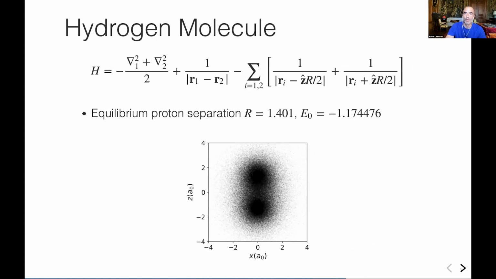A hydrogen molecule is the same kind of system where the two protons are now separated. You've got an additional parameter there, which is the internuclear separation, which you can tune. Equilibrium separation is at 1.4 atomic units. If you stretch the molecule, then in the probability distribution, you can see two clouds emerging.